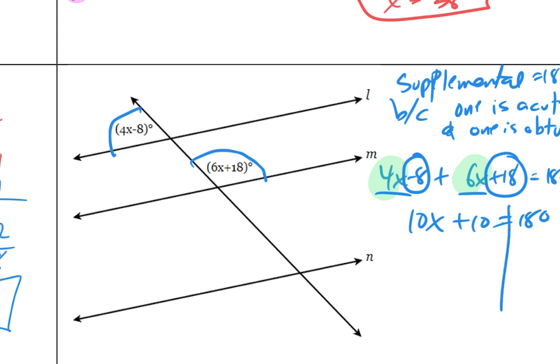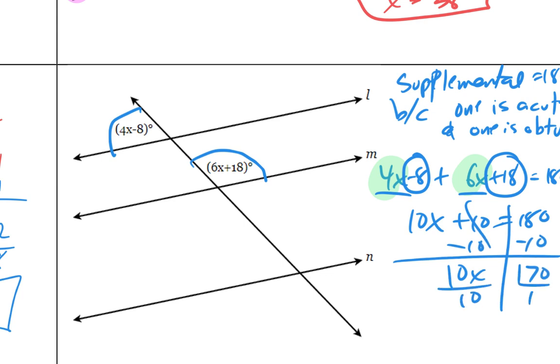So now let's just draw our line. We're going to subtract 10. We're going to subtract 10. Cancels out. 10x equals 170, right? We're going to divide by 10. Divided by 10. You may already know this. X equals 17. That's our answer right there. So we just looked at the relationship. That's less than 90. This is greater than 90, so in this relationship, they have to add to 180.